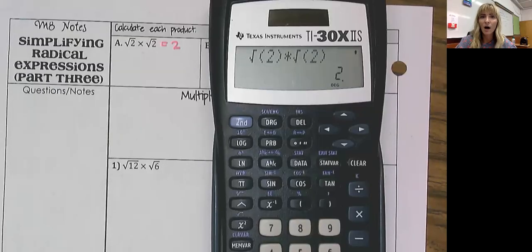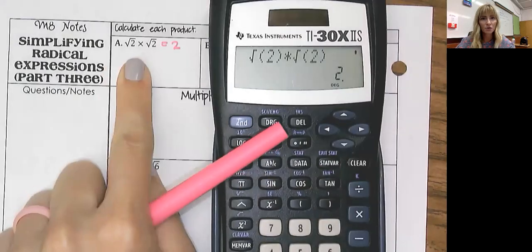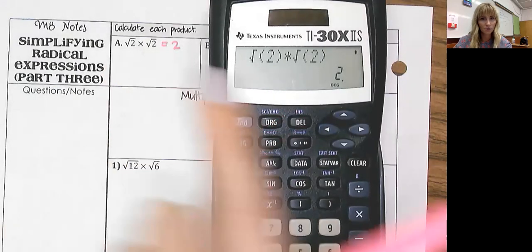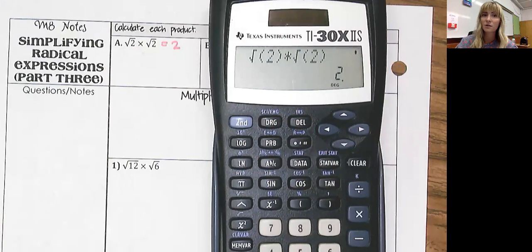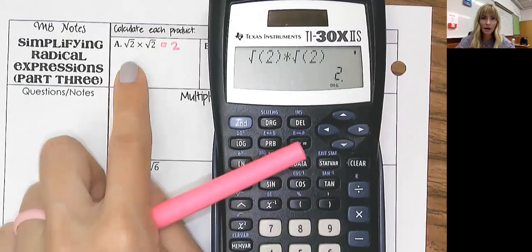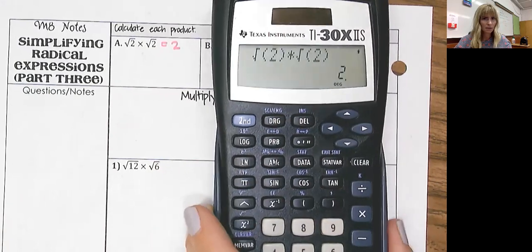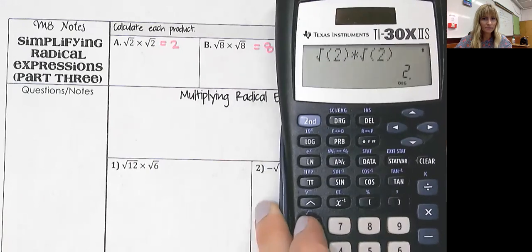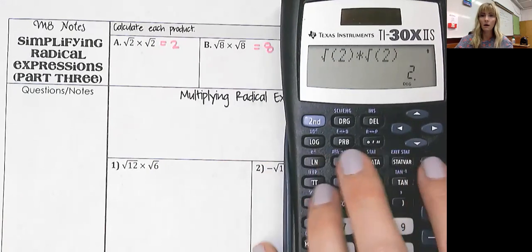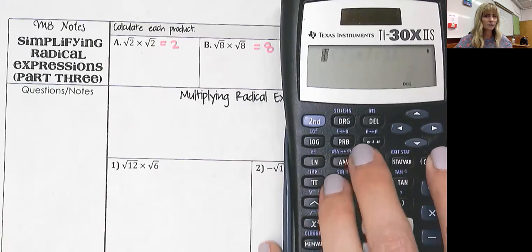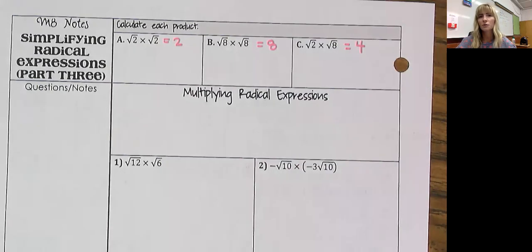All right, so on part A right here, I told you the answer to this, and I also showed you right here in the calculator, just in case you don't believe me, the square root of 2 times the square root of 2 equals 2. What? Why? I don't know. Let's look at this one. Square root of 8 times the square root of 8 equals 8. Huh, interesting. And look at this one. The square root of 2 times the square root of 8 equals 4. Why? Why is that happening?